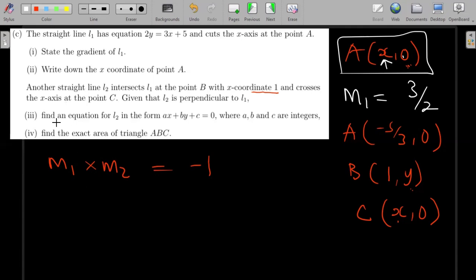All right, so we are going to use this relationship here to find some things. The question now is, they're saying find an equation of L2 in this form, where A, B, and C are integers.